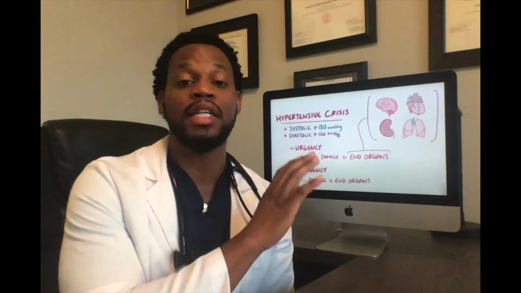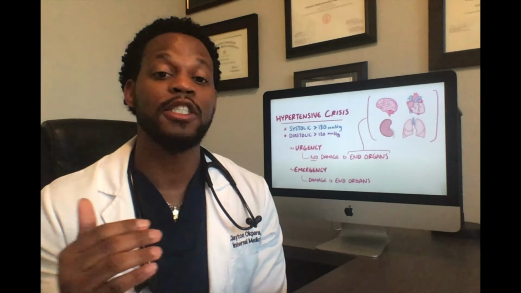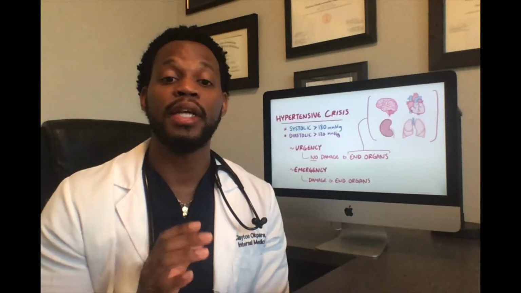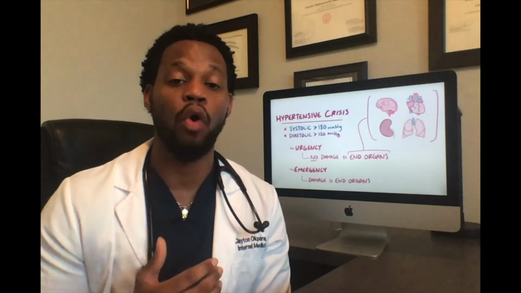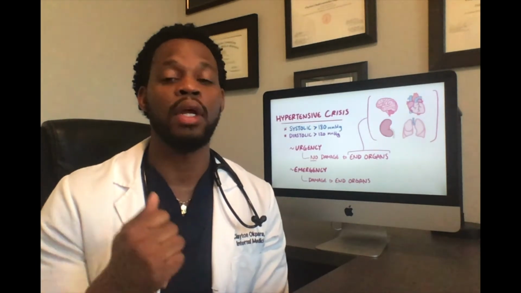Now, at this point, most people have symptoms, but what do we call hypertensive crisis? This is basically when your systolic is greater than 180 or your diastolic is greater than 120. This is where your blood pressure is really high, where it can start causing issues to the rest of your organs. Now, if your blood pressure is just high and it hasn't affected your organs yet, we call that urgency.